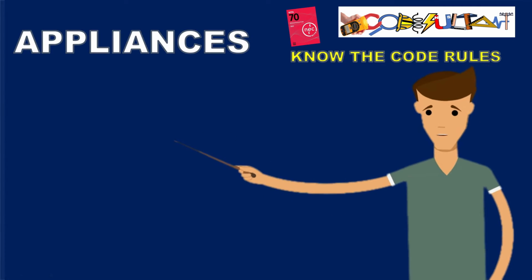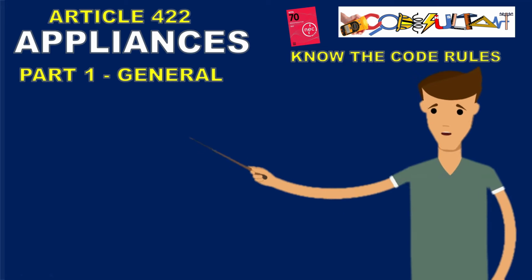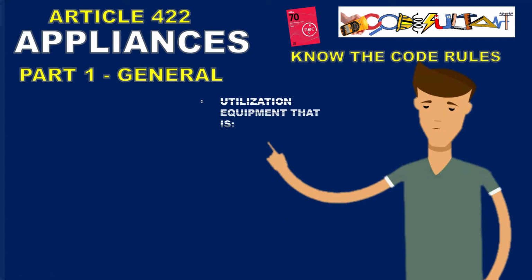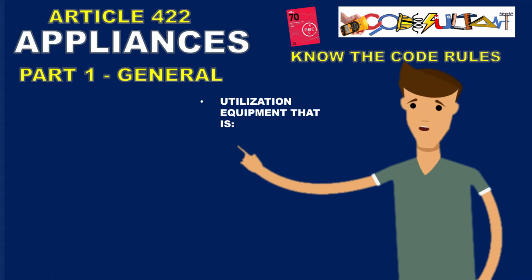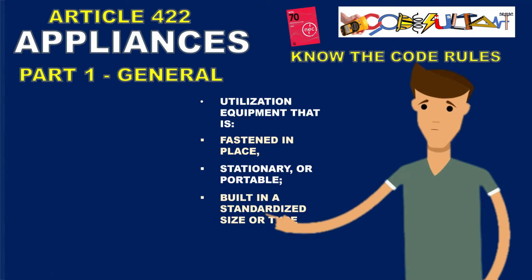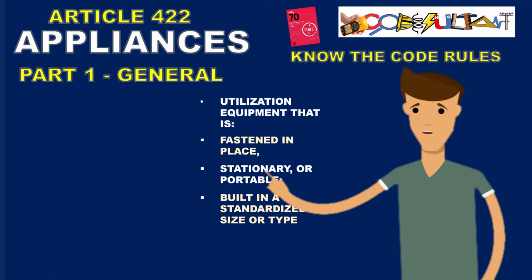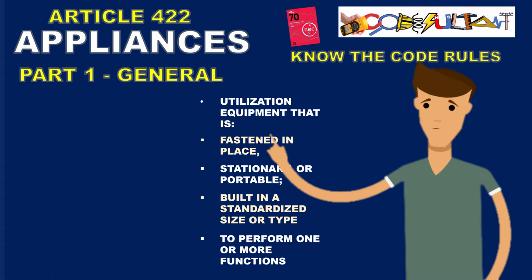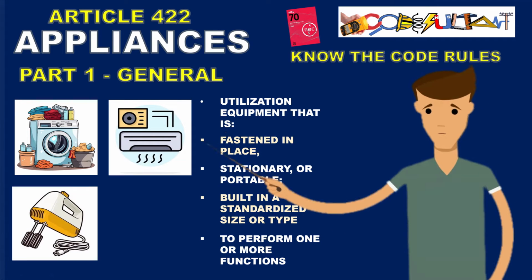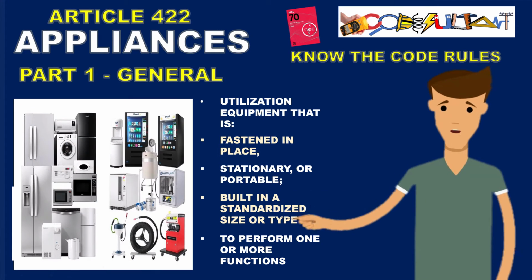Our topic is appliances as specified in Article 422 of the NEC. As defined in Article 100, an appliance is utilization equipment, generally other than industrial, that is fastened in place, stationary, or portable, is normally built in a standardized size or type, and is installed or connected as a unit to perform one or more functions such as clothes washing, air conditioning, food mixing, deep frying, and so forth.